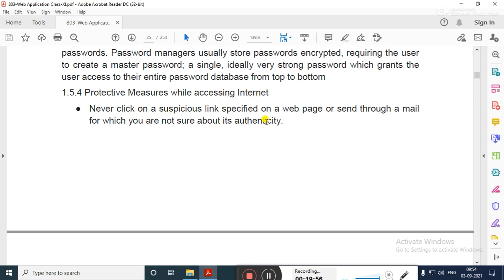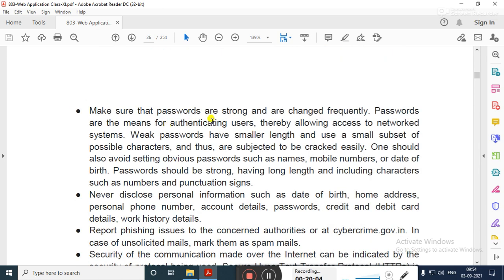Protective measures while accessing the internet: never click on a suspicious link specified on a web page or sent through a mail for which you are not sure about its authenticity. Make sure that passwords are strong and are changed frequently. Passwords are the means for authenticating users, thereby allowing access to network systems. Weak passwords have smaller length and use a small subset of the possible characters, and thus are subject to being cracked easily. One should also avoid setting obvious passwords such as names, mobile numbers, or date of birth. Passwords should be strong, having long length and including characters such as numbers and punctuation signs.